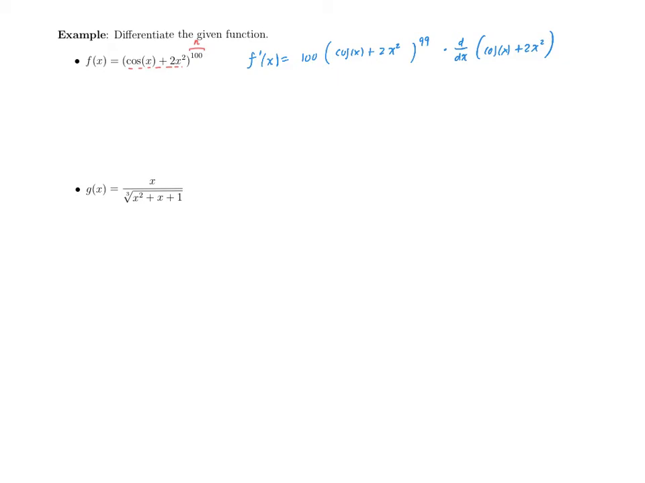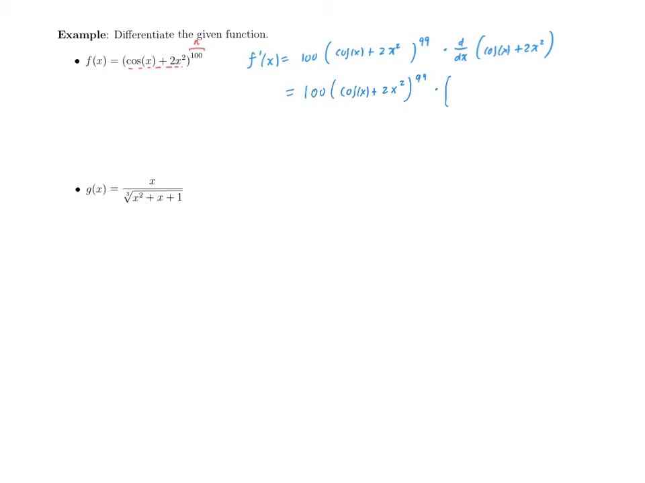And you are more than welcome to directly calculate that derivative. I prefer, when there's more going on, to include this extra step because it's just showing me very clearly what derivative I'm calculating, and hopefully it will prevent me from making a smaller, possibly silly mistake. So cutting and pasting down, we have 100 times the quantity cosine x plus 2x squared raised to the 99th power. And then we are multiplying it by the derivative above.